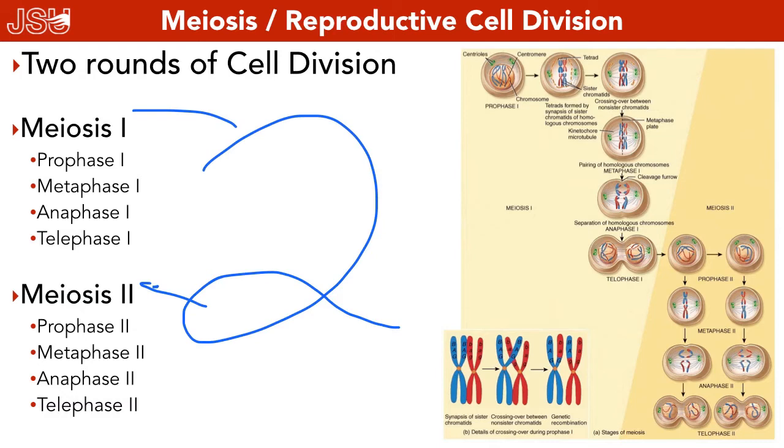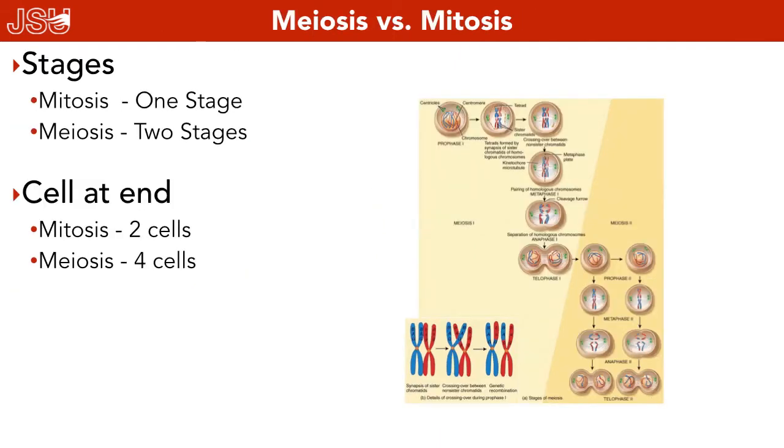Okay. So let's talk about meiosis versus mitosis. How many stages in mitosis? One, right? Prophase, metaphase, anaphase, telophase. We group all those up, one stage. How many in meiosis? Two. How many cells do we get at the end of one mitosis event? Two. How many at meiosis? Four, and we'll explain why that is.